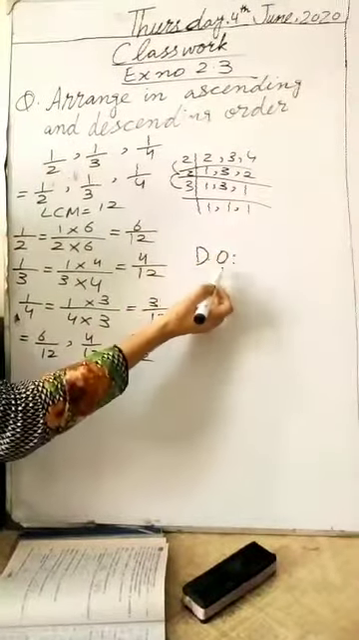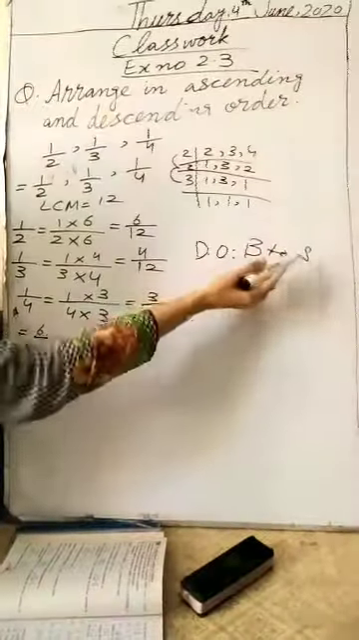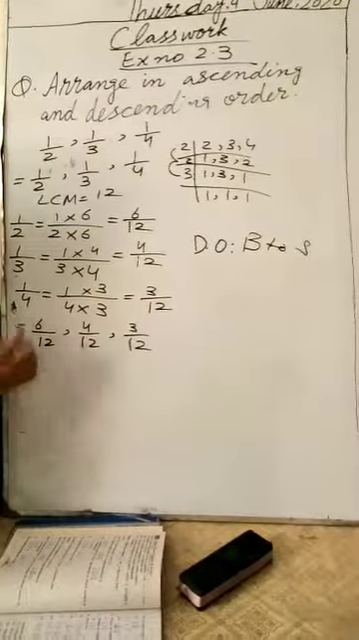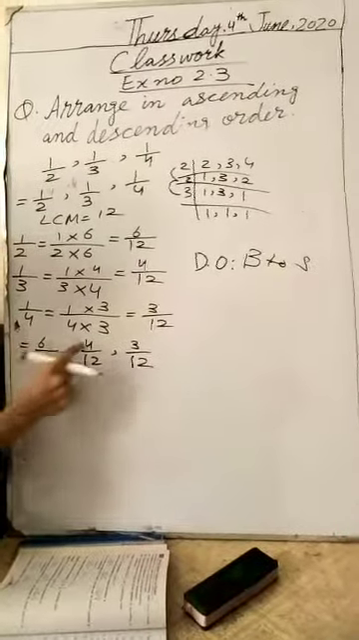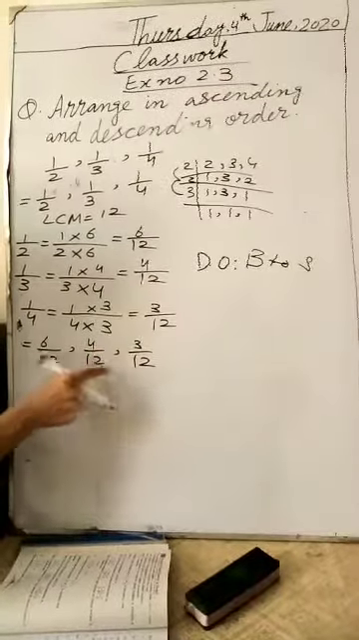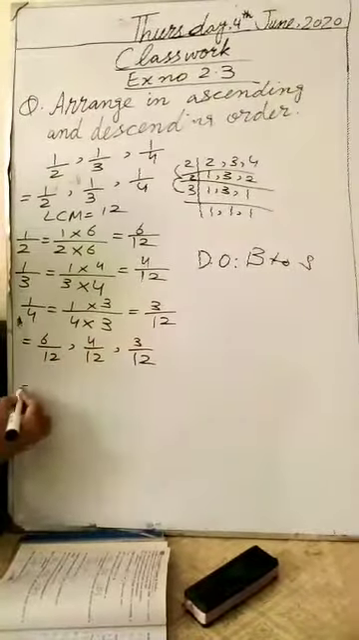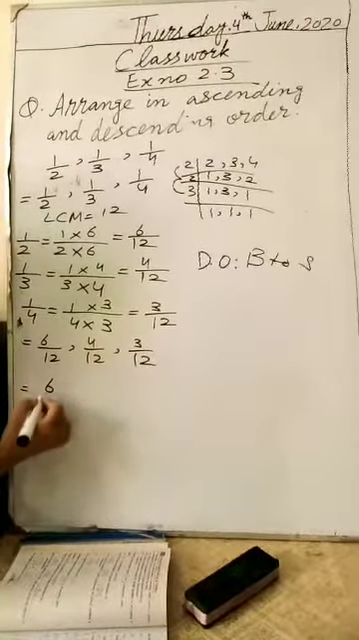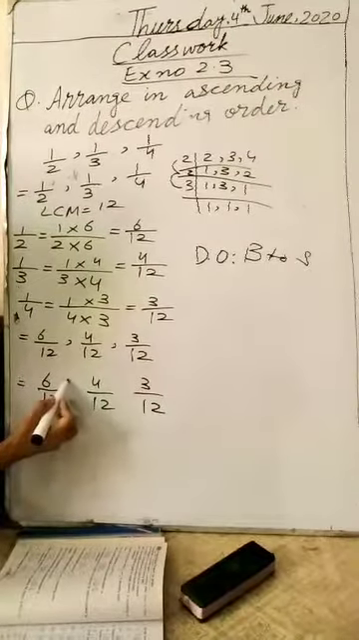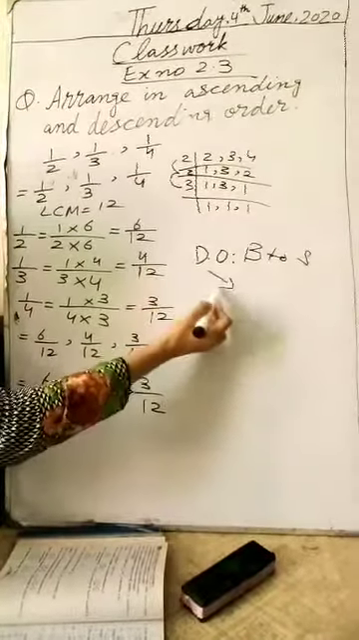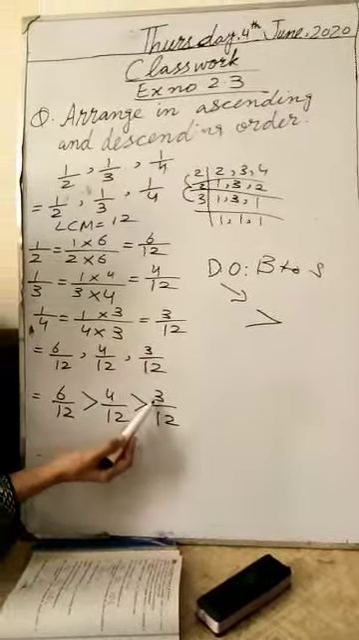Descending order means go from big to small. So the bigger value is 6. It's already in descending order. You will not compare the denominators; you will compare the numerators. So big to small: 6 over 12, 4 over 12, 3 over 12, and put the sign of greater than. So 6 is greater than 4 and 4 is greater than 3.